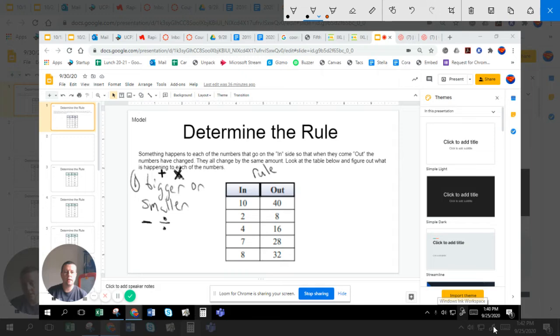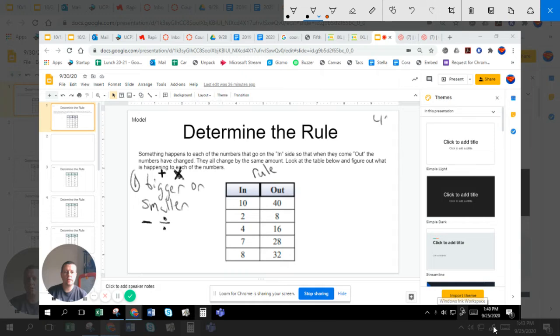So what I would do is I'd take a look. I go from 10 to 40, 2 to 8, 4 to 16, 7 to 28, and 8 to 32. Every single time it's getting larger. So now I know this is either adding or multiplying. Now the next thing I do, I start looking at, well, how much bigger is it getting? From 10 to 40, how much bigger did it get?